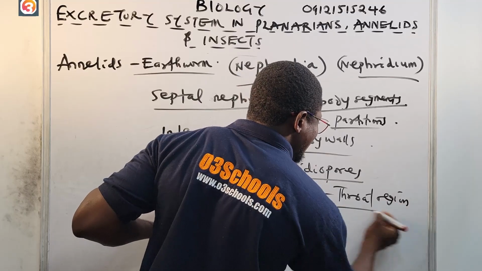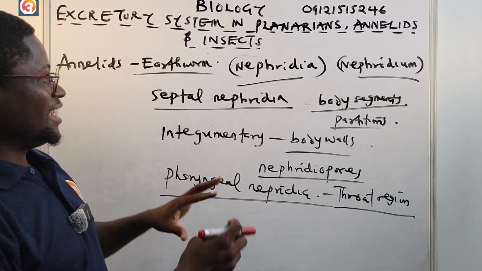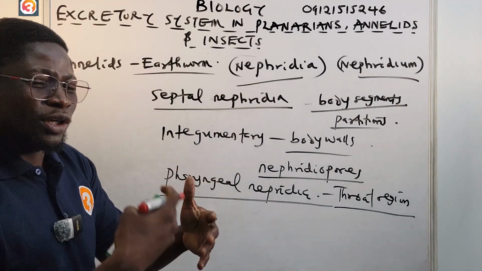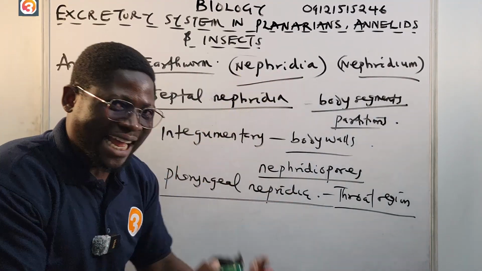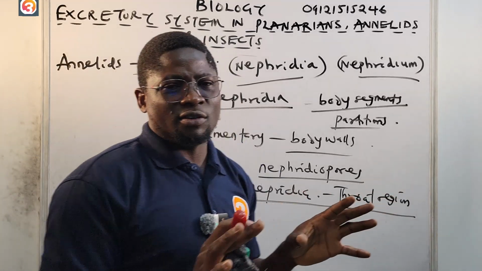Throat region, and it also helps in excretion. So these are the three types of nephridia. Like I've said, the earthworm has a system. It consists of nephridia that help them to expel or remove waste from the body.